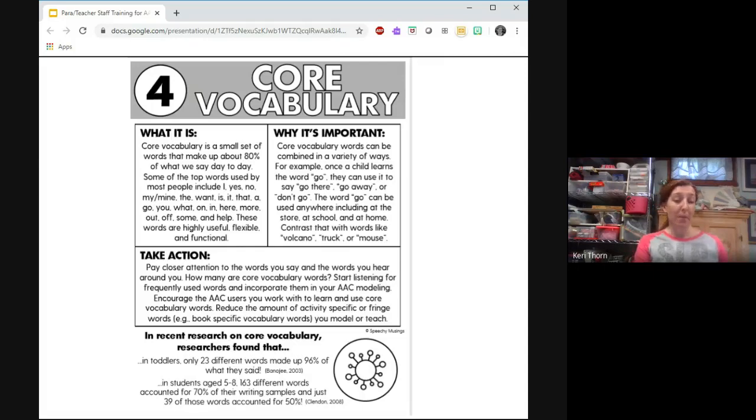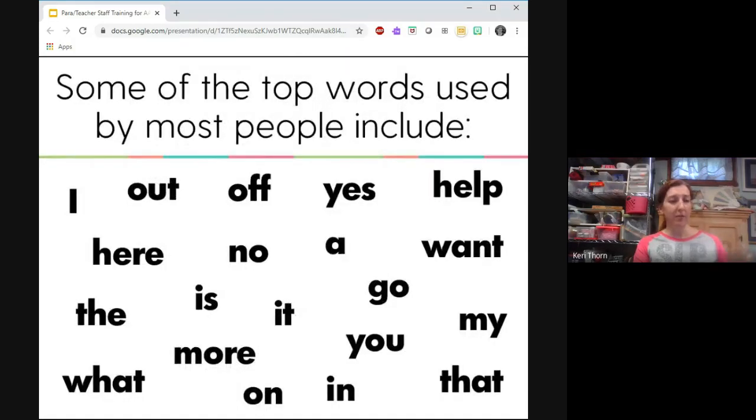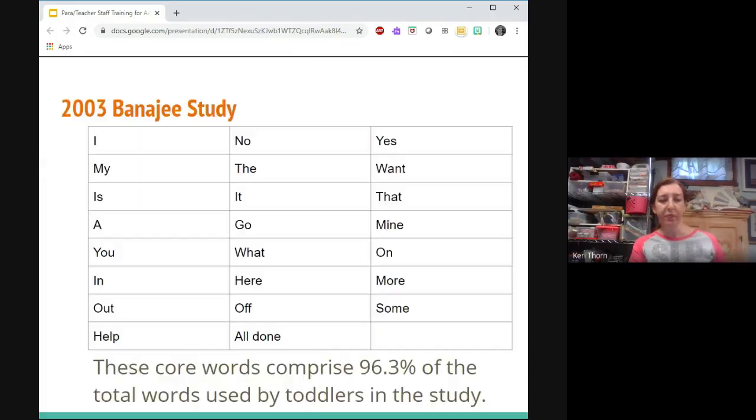If I teach stop, there's a word they can use a lot. There are so many more powerful words out there for them that are going to be more effective. So again, here are some examples of some really great core words. Off, no, want, you, in, on. These are all great words that they can use throughout their day.